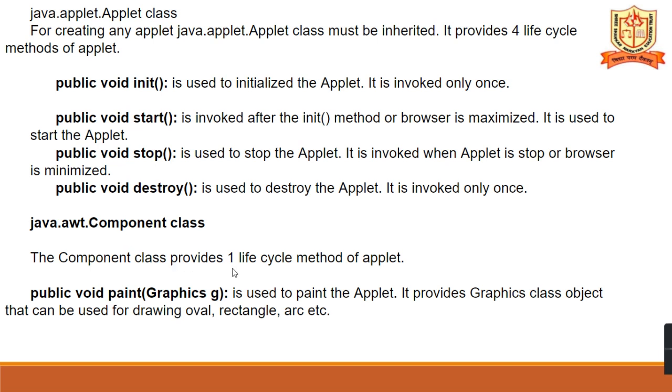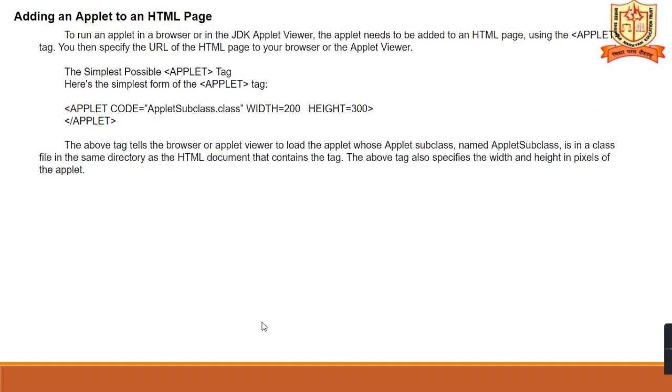The java.awt.Component class provides one lifecycle method of the applet, that is public void paint. What is the parameter of the paint method? Graphics g. It is used to paint the applet. To write something in the applet, you are supposed to use this paint method. It provides the Graphics class object that can be used for drawing ovals, rectangles. We'll see later how to draw the rectangles and all this. So you can draw ovals, rectangles, etc.